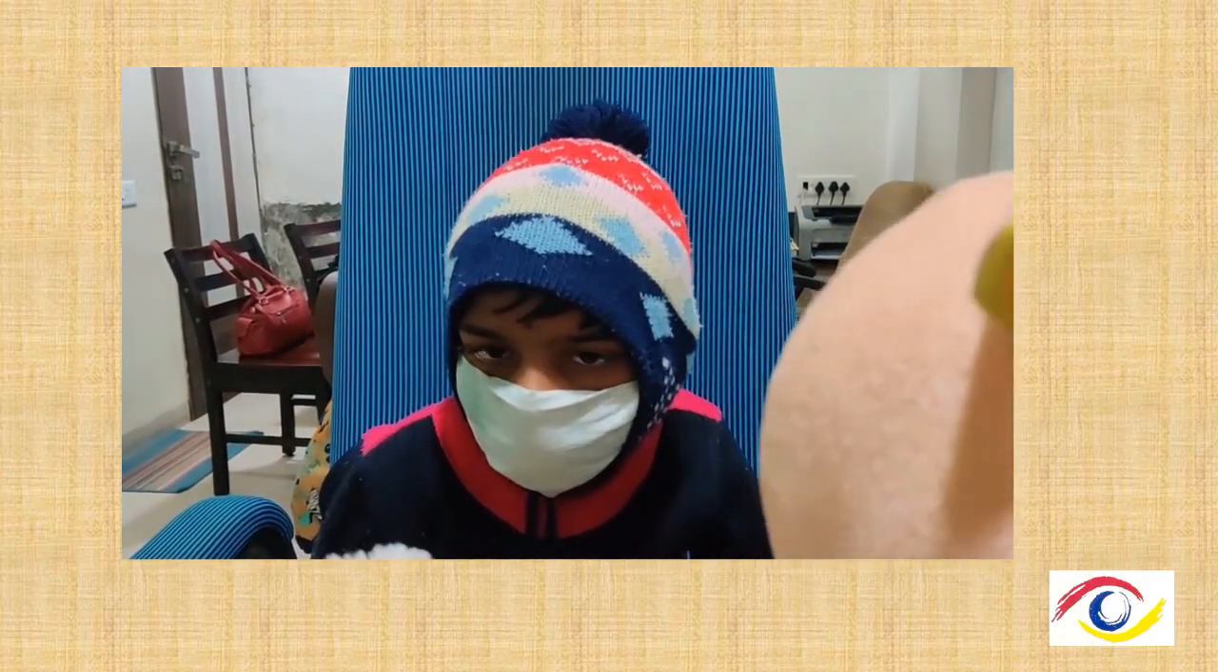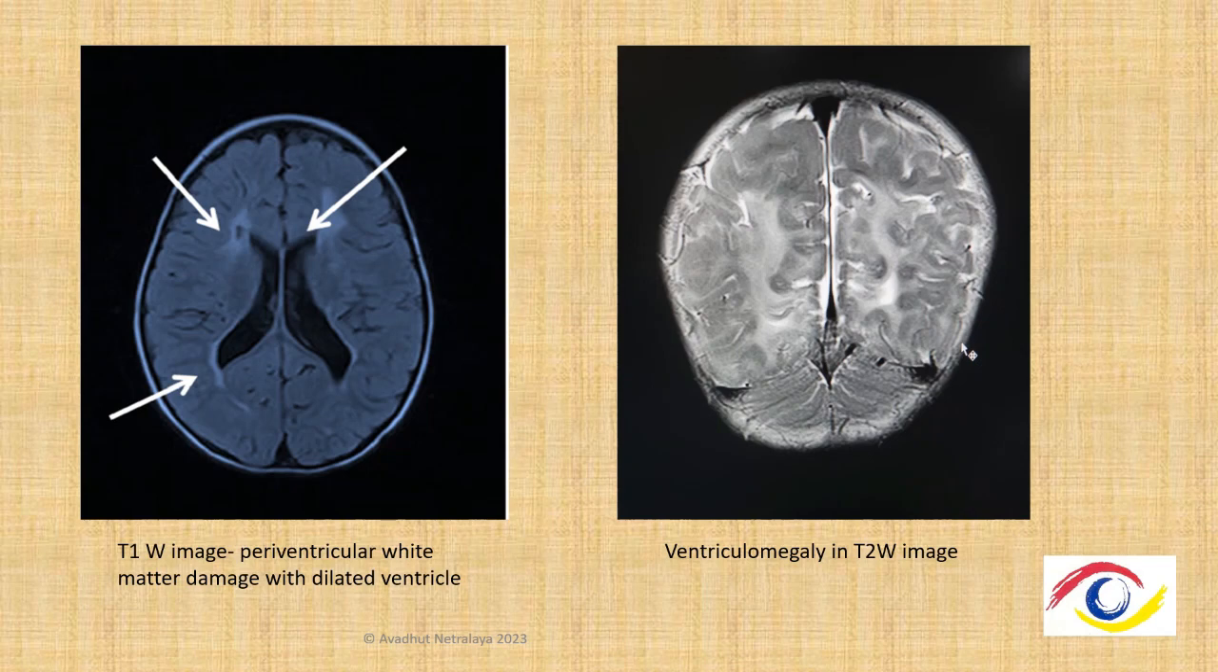The MRI images of the same patient on T1 weighted image axial scan shows periventricular white matter damage with dilated ventricles, which happens because of loss of the optic radiations in the periventricular area. This is also clearly seen as a ventriculomegaly in T2 weighted image.